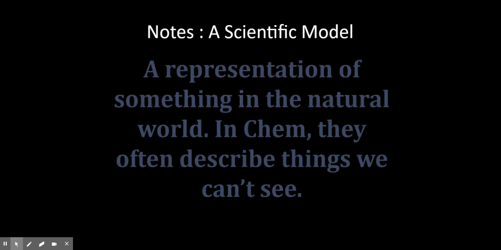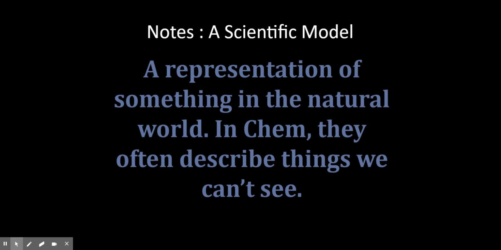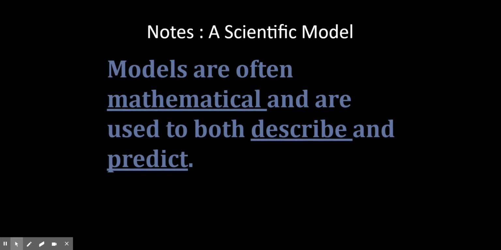Now, the atom's a scientific model, and it's actually been in development for over 4,000 years. We're going to talk a lot about models in chemistry. A model is a representation of something in the natural world. In chemistry, they're often going to be used to describe things that we can't see. Models are often mathematical, and they're used to both describe and predict.